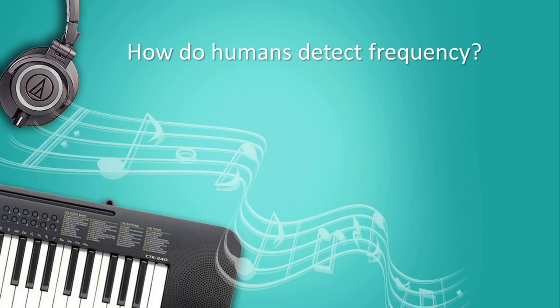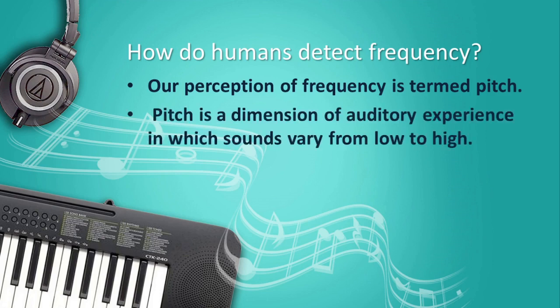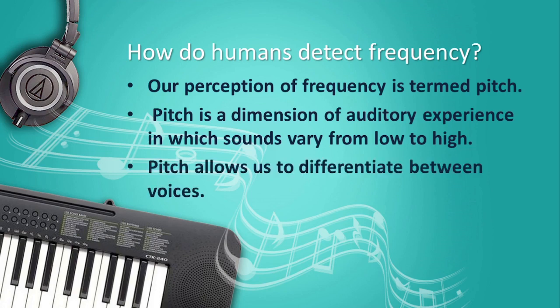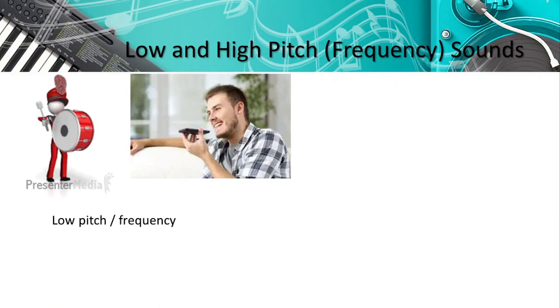As I told, we perceive frequency as pitch. And what is meant by pitch? Pitch is an auditory experience in which we distinguish high sound and low sound. And it is because of pitch that we are able to differentiate between the voices from different sources and the voices of different persons. The sound of a bass drum is an example of low pitch or low frequency sound.